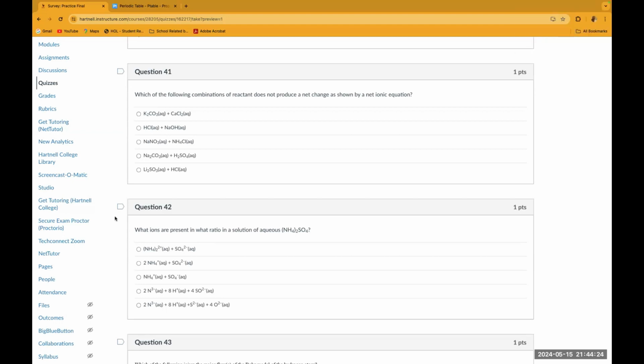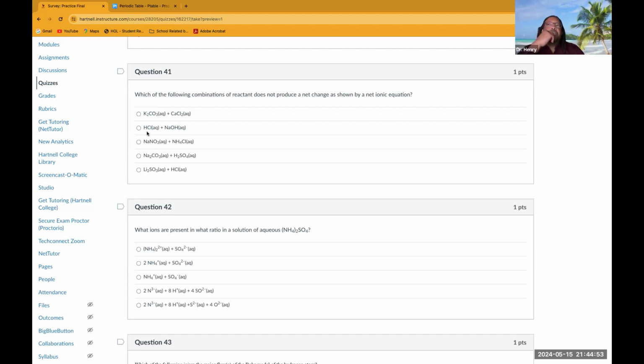Would we use the activity series sheet to figure this out? No, you'd use another one, a sheet from your packet. The solubility chart. Okay, so we're looking for something where we only end up with ions, so all spectators. So which one of these will produce all spectators?